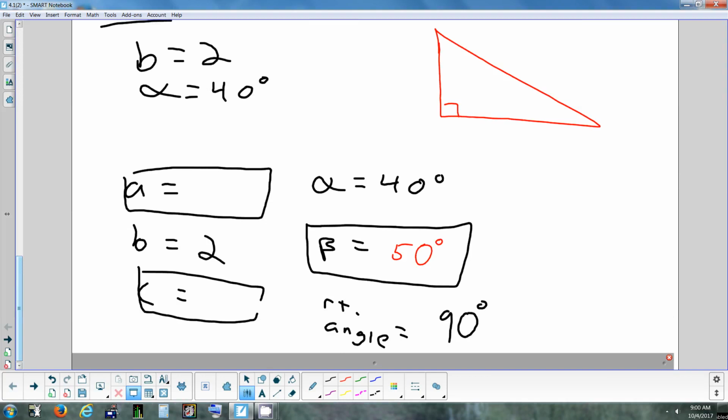Okay, on my sketch, I am only going to label things that were given to me. So I don't know A, but alpha was given. B was given. I figured out beta, but it wasn't given, so I'm just going to leave it as beta. And I'm going to leave that as C. Okay, any questions on how we got beta?